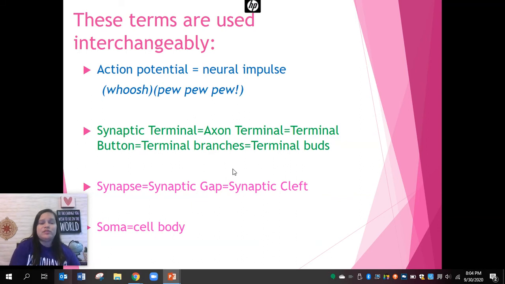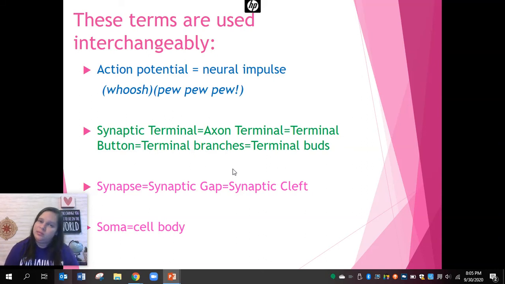So I mentioned that several of those names are used interchangeably, so I'll try to lay it out here to make it a little bit more clear. So the action potential is also called the neural impulse. In class, I like to call it the whoosh, because when we watch one of our video clips, when they show the action potential traveling down the axon, it makes a whoosh sound. Sometimes I also refer to them as pew, pew, because that's how I imagine a neuron firing is, real fast, kind of like that.